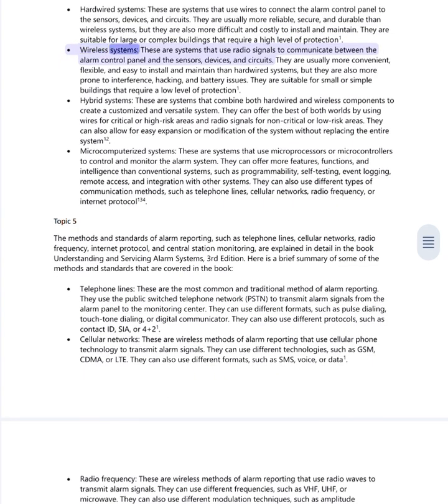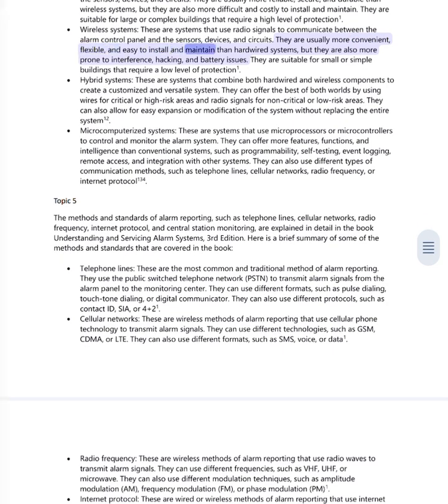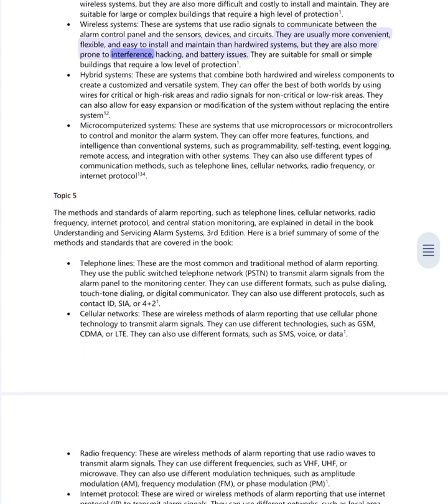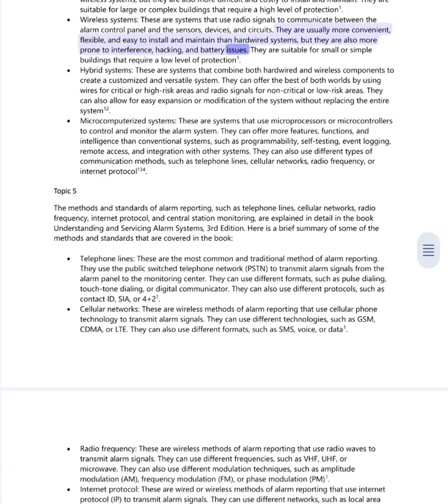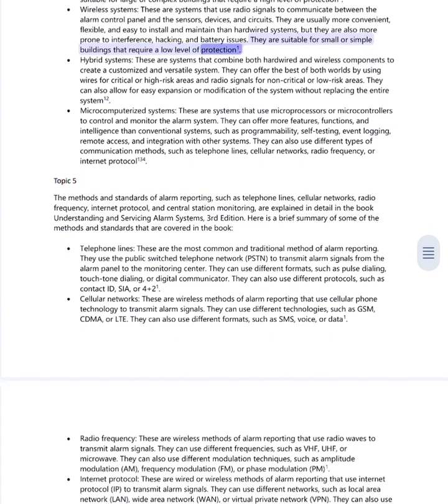Wireless systems. These are systems that use radio signals to communicate between the alarm control panel and the sensors, devices, and circuits. They are usually more convenient, flexible, and easy to install and maintain than hardwired systems, but they are also more prone to interference, hacking, and battery issues. They are suitable for small or simple buildings that require a low level of protection.